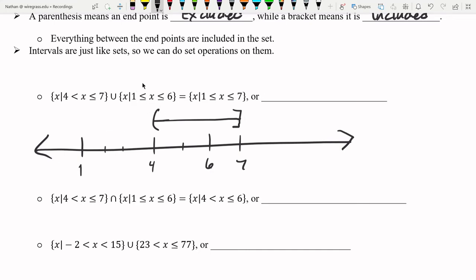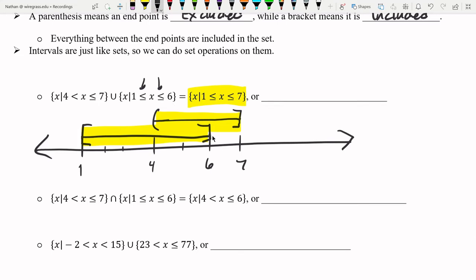Now, 1 to 6, these are both equal to, so they are both closed dots. And in this case, they're going to both be brackets as well. And you can see we're talking about the union. So the union is everything between here, so all of this stuff and all of this stuff. We do include 4 because 4 is included in this bottom set. And we are going to include 1, and we are going to include 7. That's what gives us this set here.